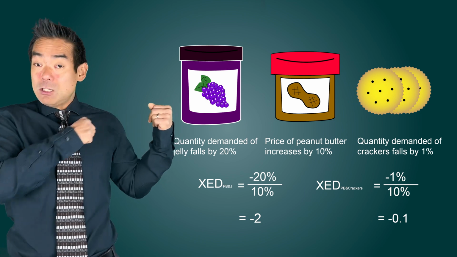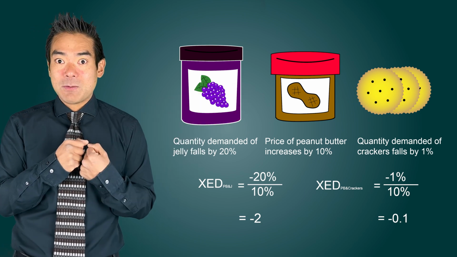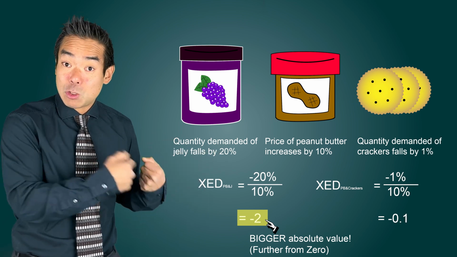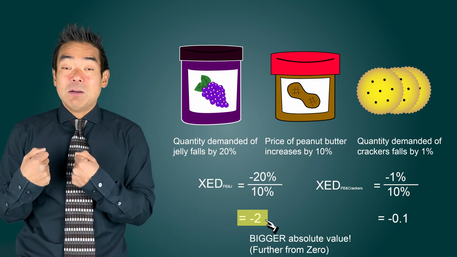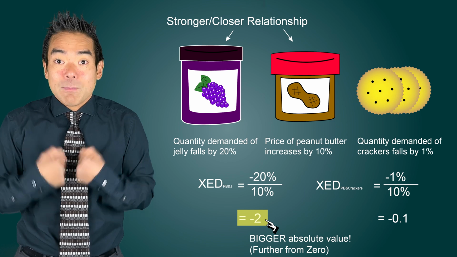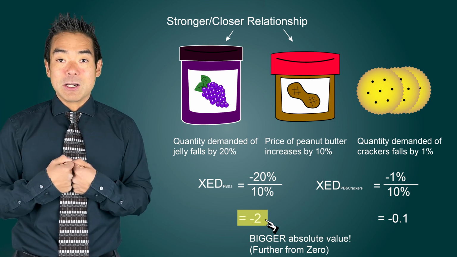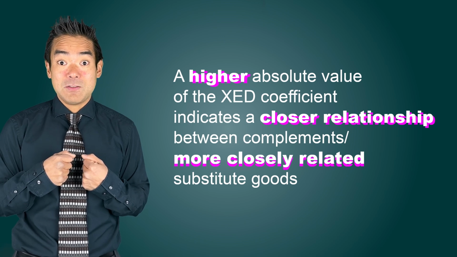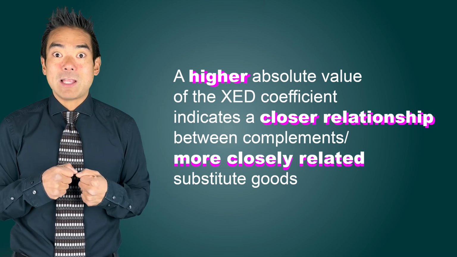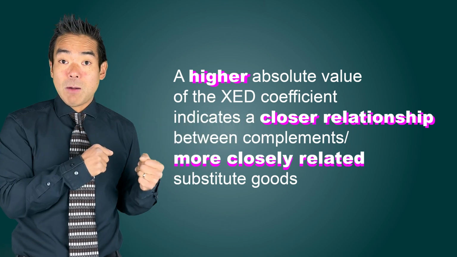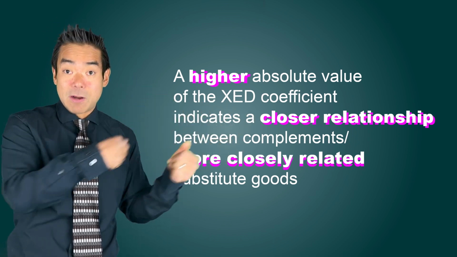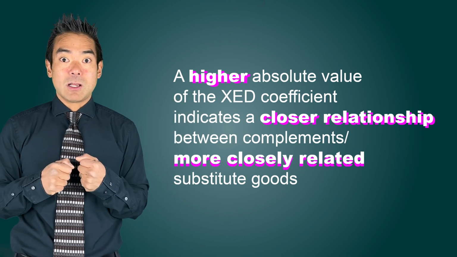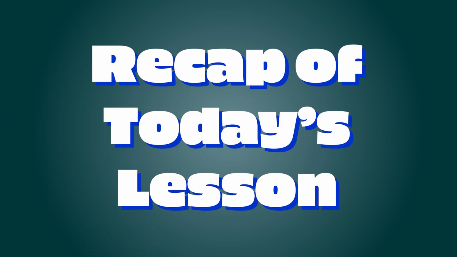But the absolute value of the cross-price elasticity of demand coefficient between peanut butter and jelly is much higher than the coefficient between peanut butter and crackers. This indicates a much closer relationship between peanut butter and jelly than peanut butter and crackers. The higher the absolute value of cross-price elasticity of demand for two goods, the more closely related those two goods are, either as complement goods, meaning they're consumed together very often, or as substitute goods, meaning they're really very, very close substitutes, almost identical.